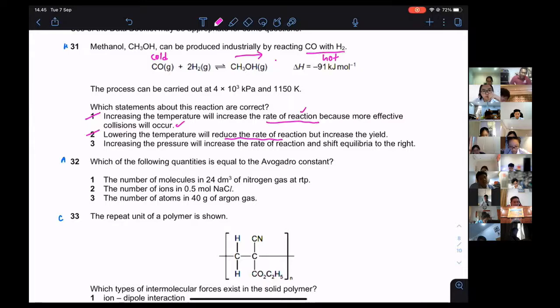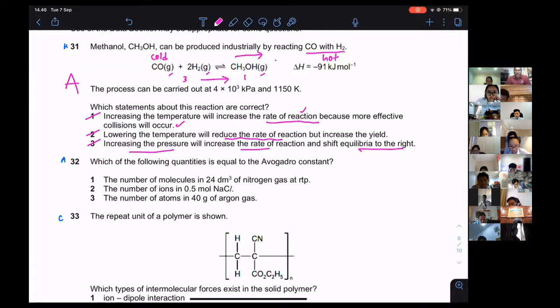Increasing the pressure. So we talk about the gas. So you have 3, 1 plus 2, and then 1. So if you increase the pressure, I need to decrease the pressure. How do I decrease the pressure? By moving to the right, to form a smaller number of moles of molecules. So when I increase pressure, of course, you are going to increase the rate. That is correct. Shift the equilibrium to the right, which is also correct. So the answer is 1, 2, 3. Therefore, the answer is A.